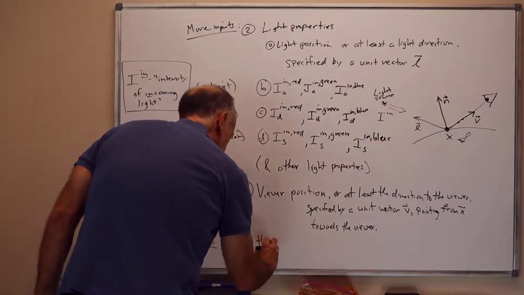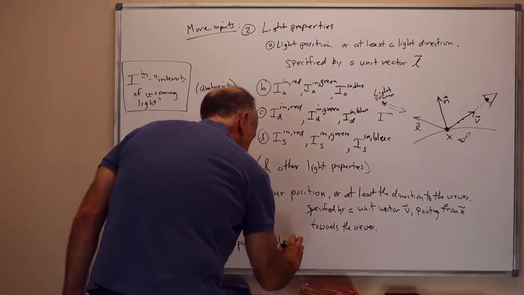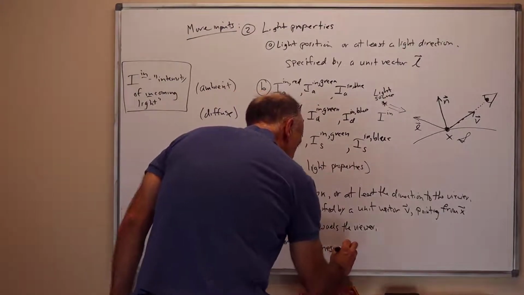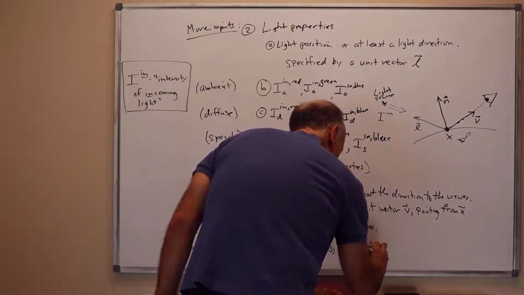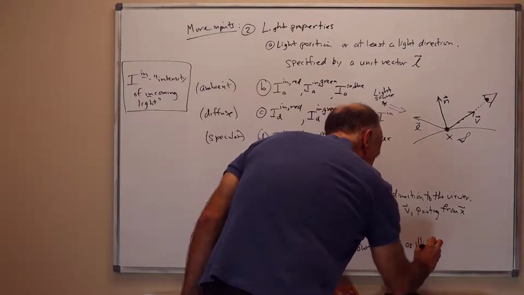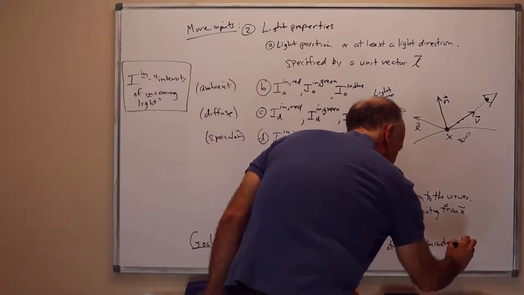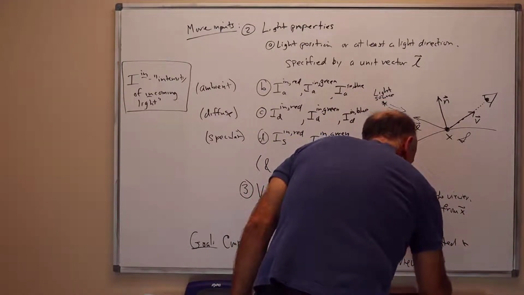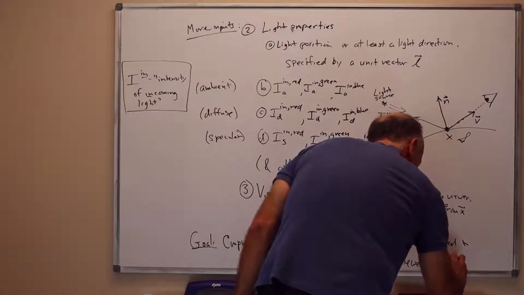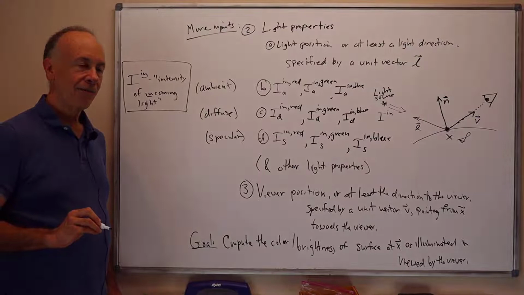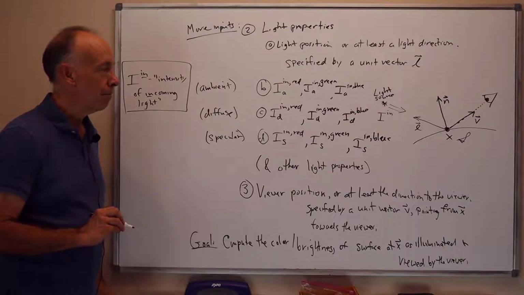So our goal is to compute the color, or the brightness, and brightness means red, green, blue components, of the surface at X as illuminated by the light and viewed by the viewer, or seen by the viewer. And we'll talk about the ambient and diffuse parts of this on the next boards.